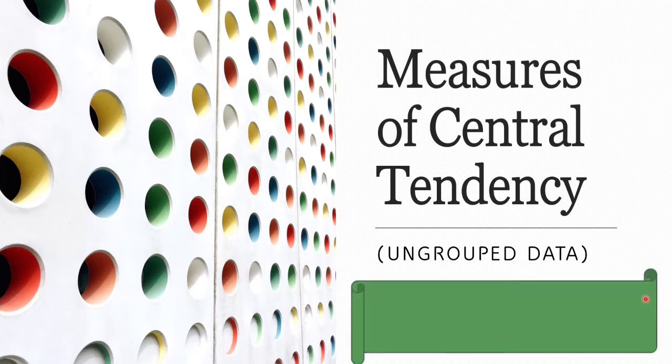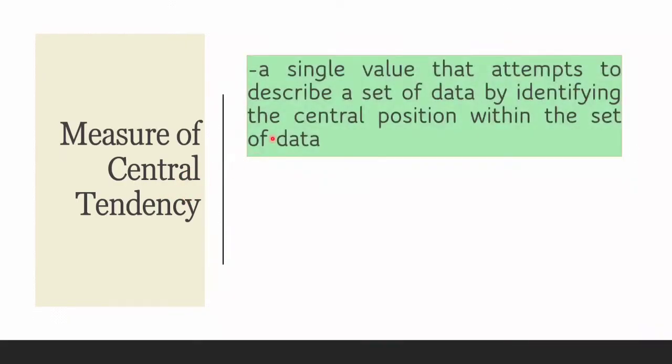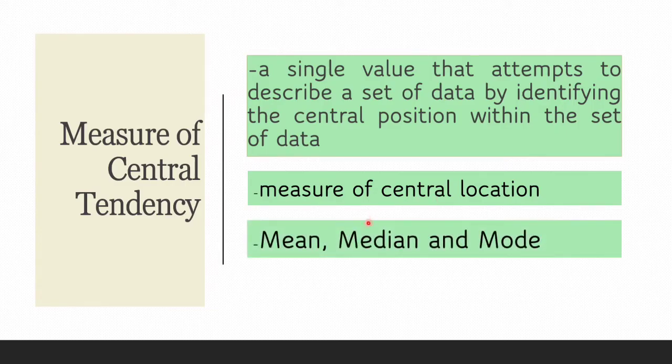Now, when we say ungrouped data, these are raw data or scores which are not presented in a frequency distribution table. Let's dig deeper on this. The measure of central tendency pertains to a single value that attempts to describe a set of data by identifying the central position within the set of data. It is sometimes called the measure of central location. And the measure of central tendency is composed of the three: mean, median, and mode.